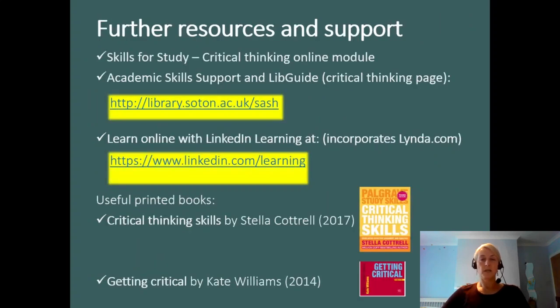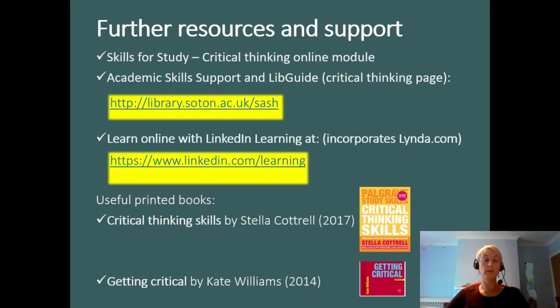Now, towards the end of the session, I'm just going to go over some resources and support for you. So do have a look at the Skills for Study module. We have a critical thinking online module as part of that. It is available on our academic skills site, so do look at that link in yellow, the first link on the screen there, the academic skills site. We offer academic skills support, and the guide below links to that, so you can come and access that support. And we do offer one-to-one sessions.